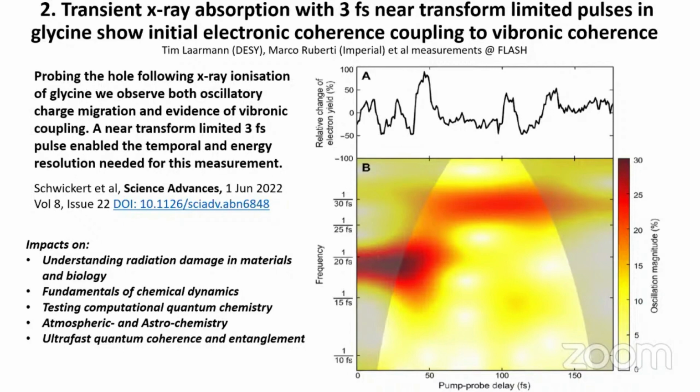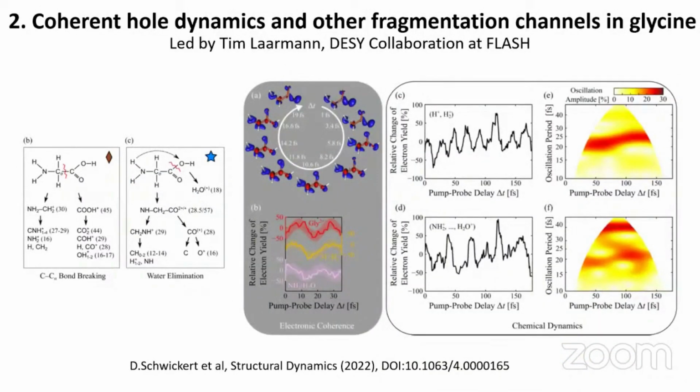And also because of the relevance to ultra-fast quantum coherence and entanglement and the possibility of chemical quantum control. Now, to take this just a little bit further, an additional set of experiments were performed where different final state ions were correlated with the electron signal.